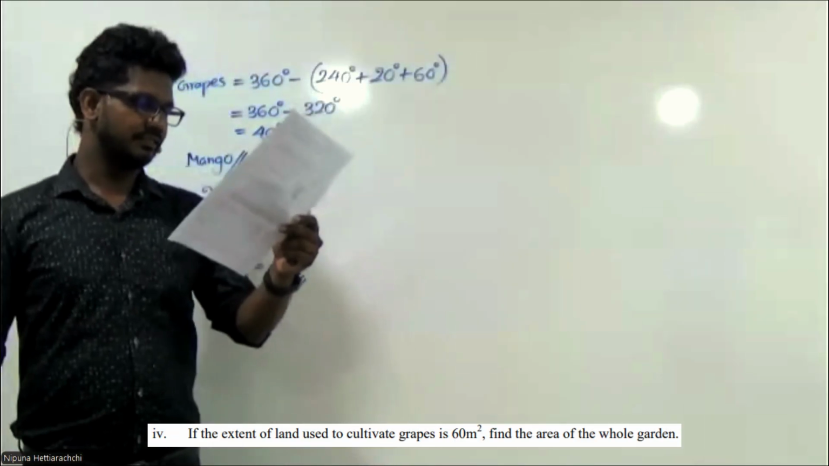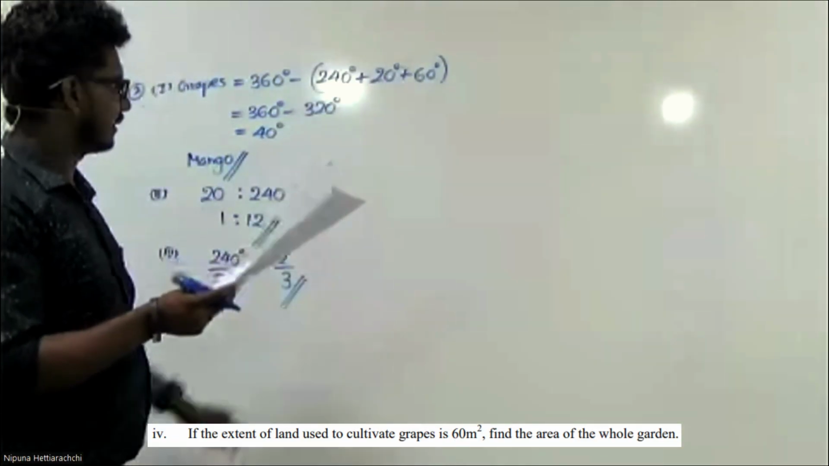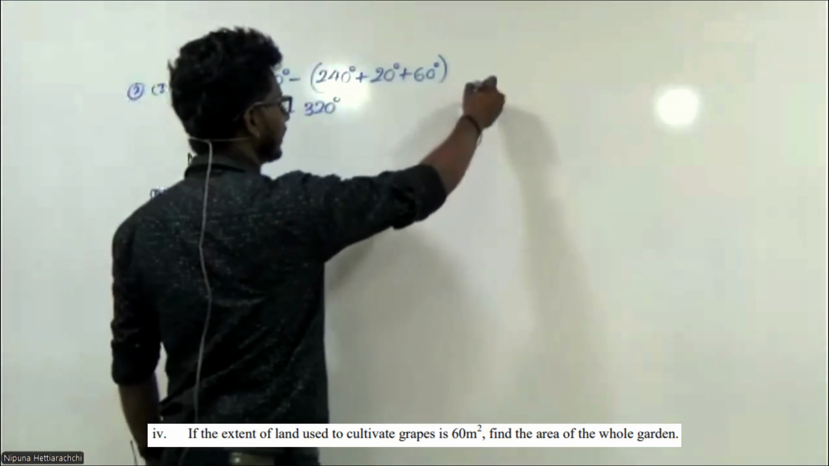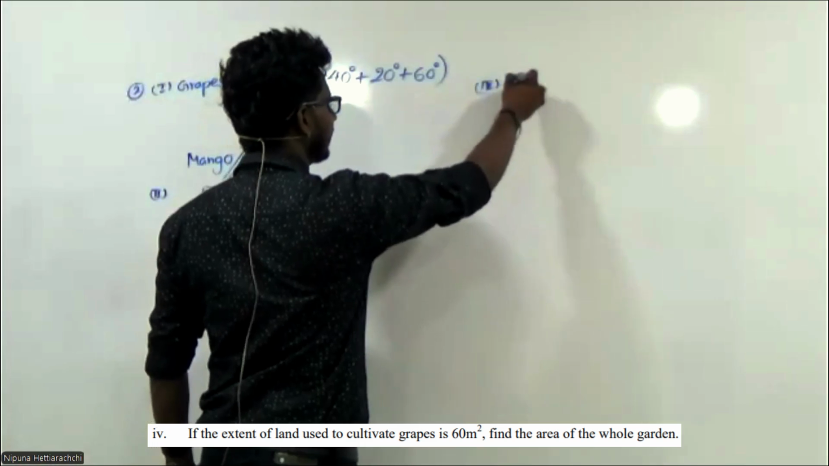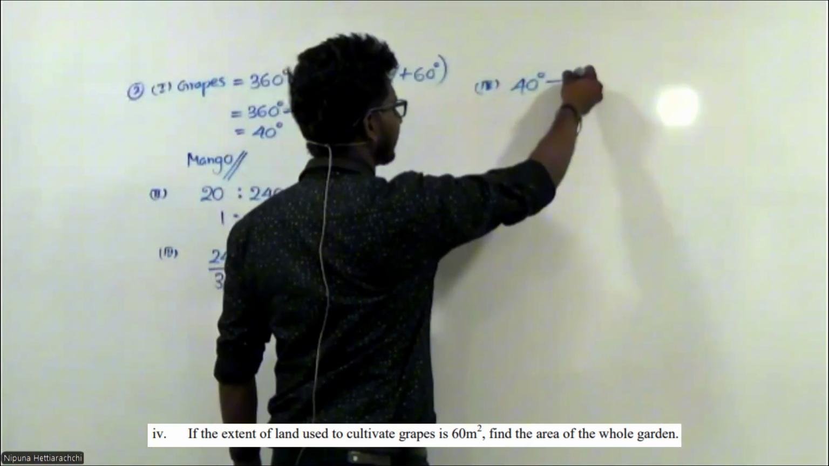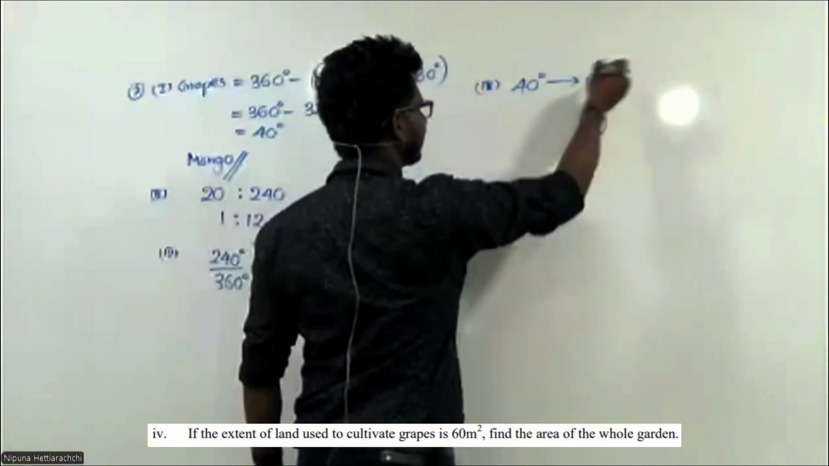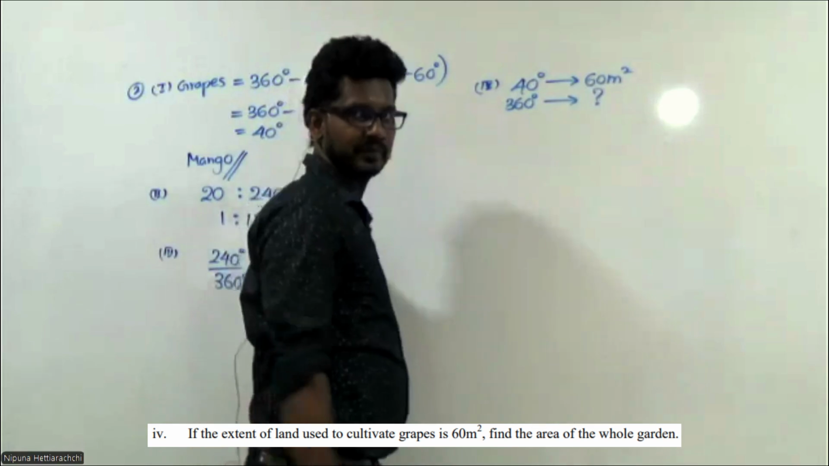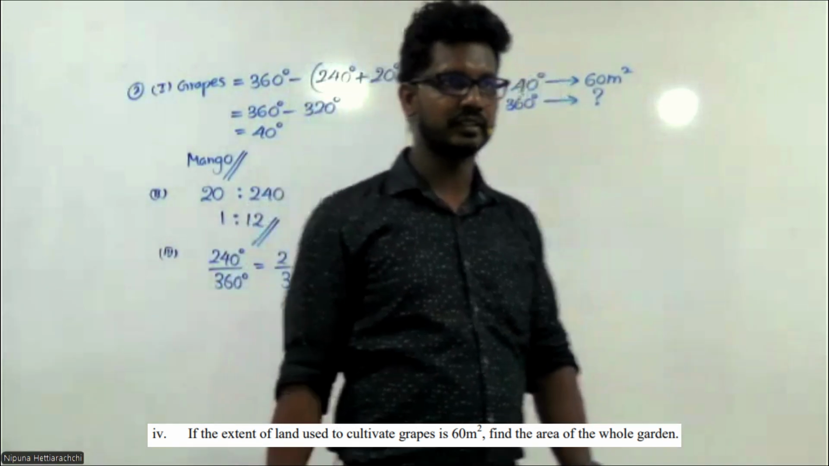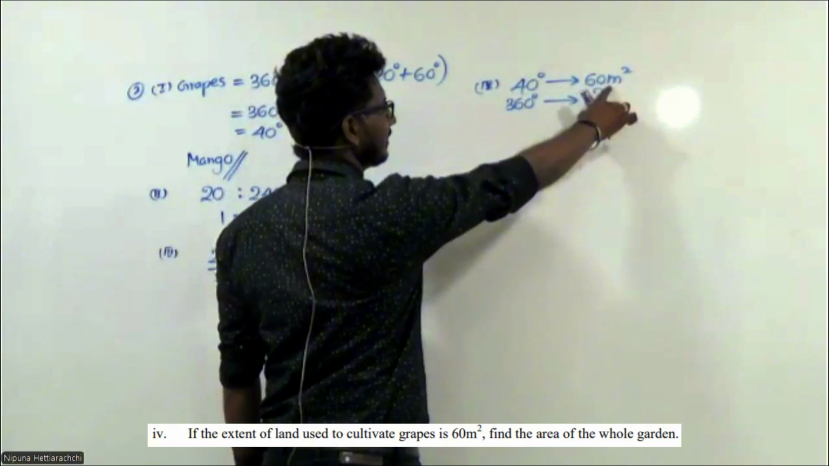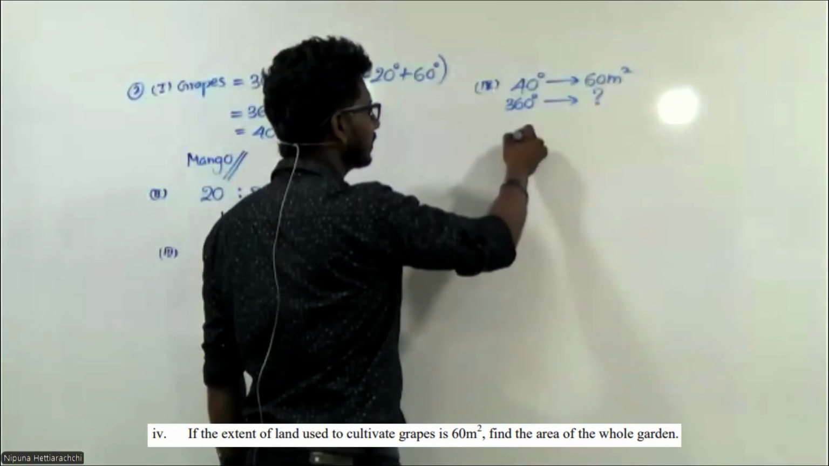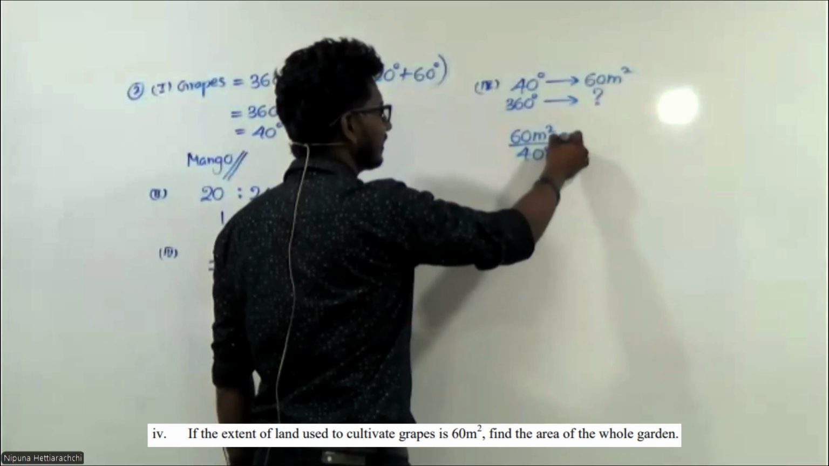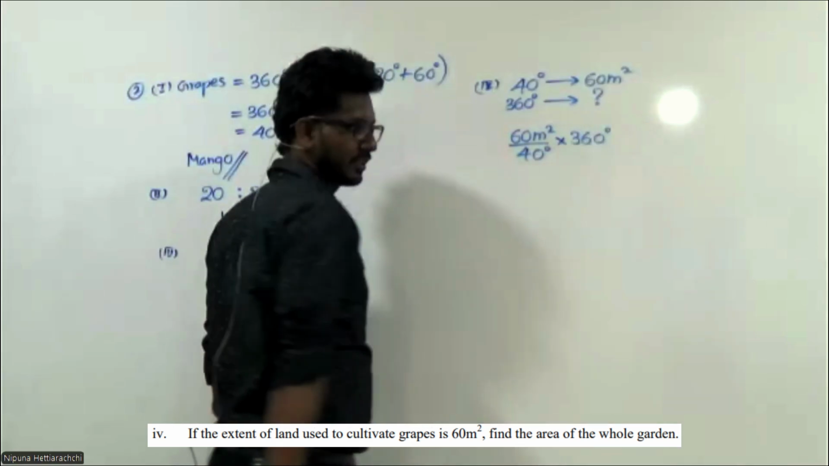Then if the extent of land used to cultivate grapes is 60 square meters, find the area of the whole garden. We know there's a relationship: 40 degrees is representing 60 square meters. They're asking about the whole land. 360 is representing which area? 60 square meters should be divided by 40 degrees to get one degree, then multiplied by 360 degrees.